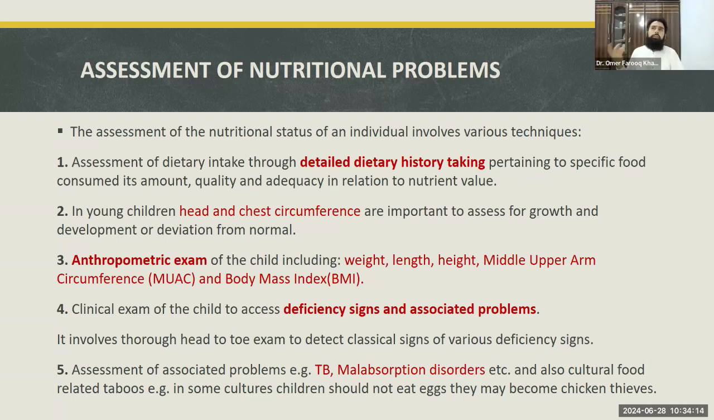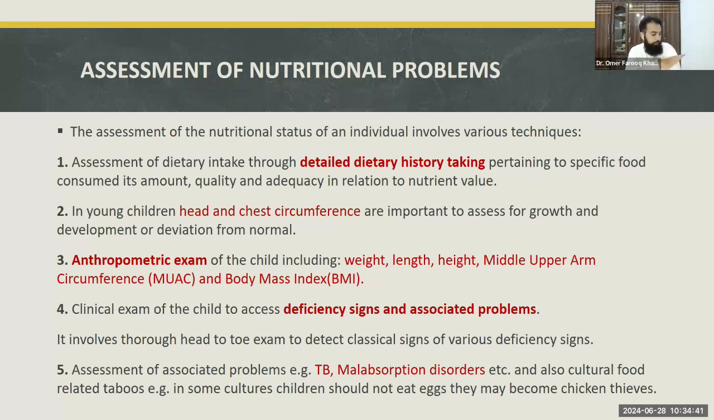Anthropometric measurements are like anatomical variables. It's like weight, length, height, mid upper arm circumference. So this is MUAC, mid upper arm circumference of the left arm. This is the measurement which we usually take when we are screening young children for malnutrition.